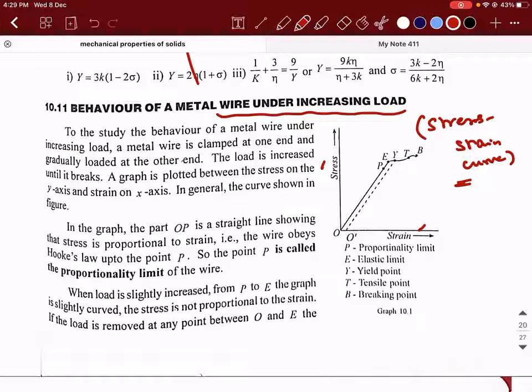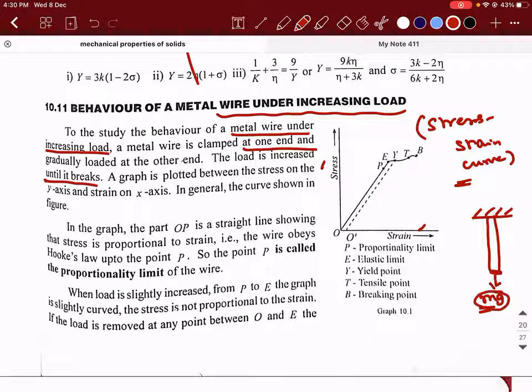So to study the behavior of a metal wire under increasing load, a metal wire is clamped at one end and gradually loaded at the other end. The same logic, it is clamped at one of the ends and it is loaded at the other end, so that the weight of the object is responsible for the elastic material to increase its dimensions. So the load is increased until it breaks. So what they will do, they'll keep changing the value of mg until it breaks.